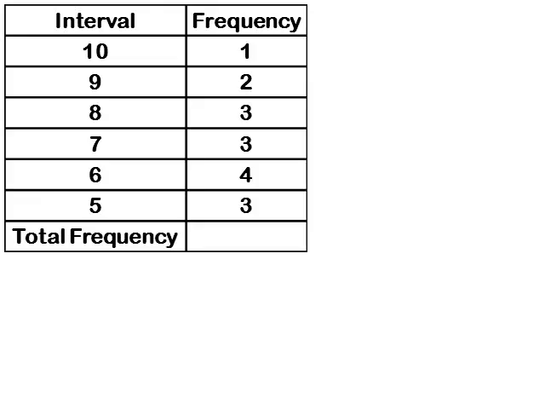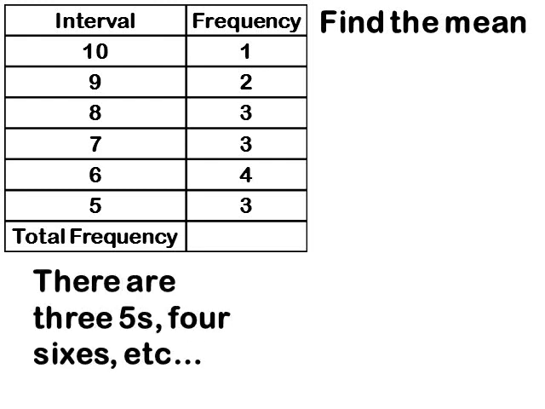Sometimes data is not presented individually, but rather in table format. Here we're asked to find the mean given the data in this table. There are 3 5s, 4 6s, 3 7s, 3 8s, 2 9s, and 1 10. Here we're going to have to find the sum of all of these values. You could write out 3 5s, 4 6s, 3 7s, 3 8s, 2 9s, and a 10, add them all together and divide by how many you have.